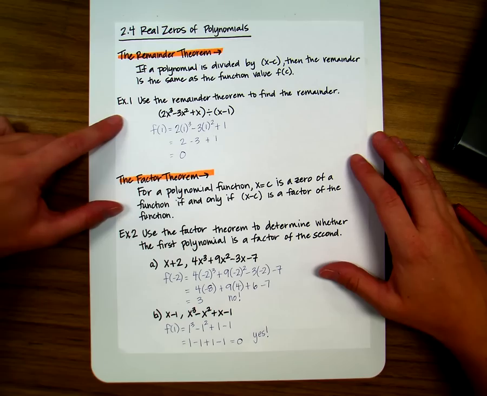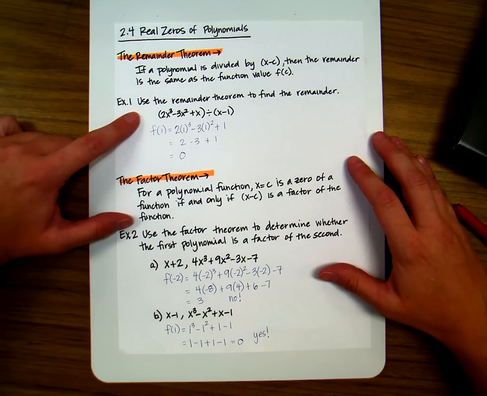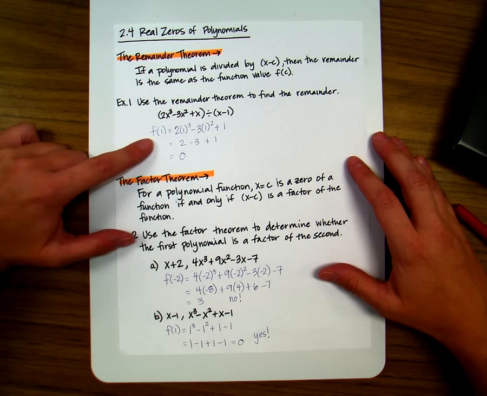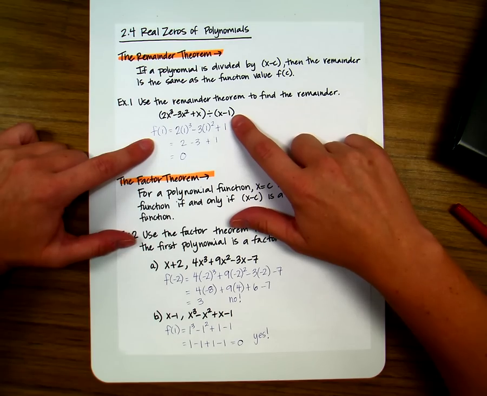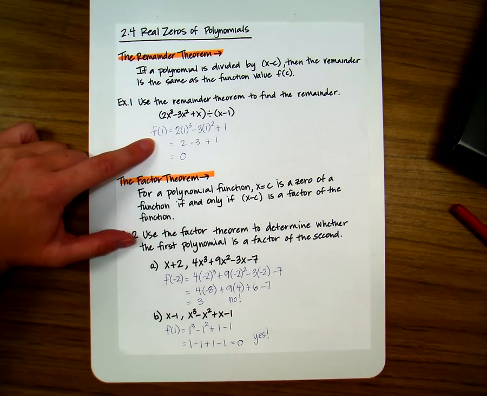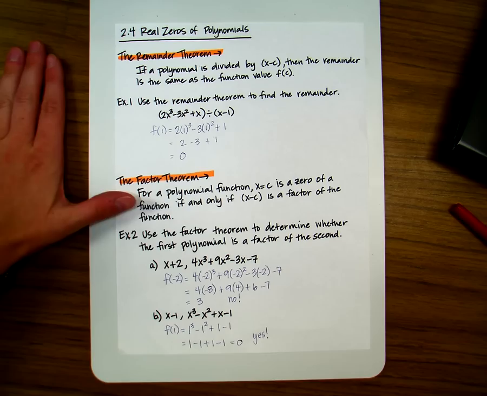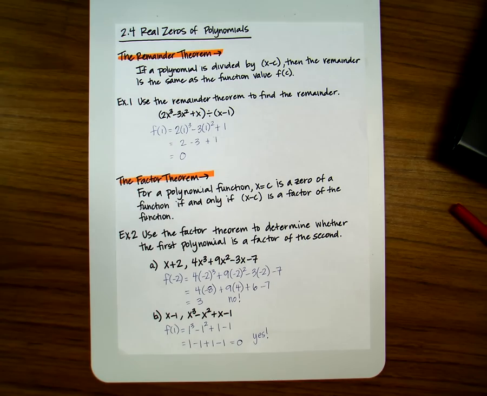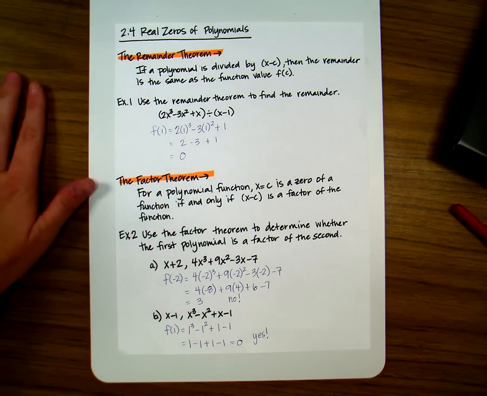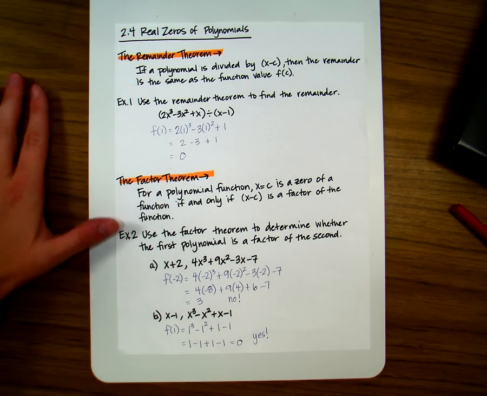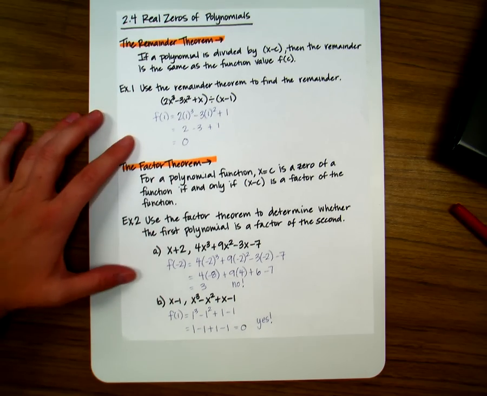Example 1 here. We use the remainder theorem to find the remainder. We're dividing 2x cubed minus 3x squared plus x by x minus 1. Our value is 1. So when we plug in f of 1, we get 2 minus 3 plus 1, giving us 0. Alright, the next theorem is called the factor theorem.